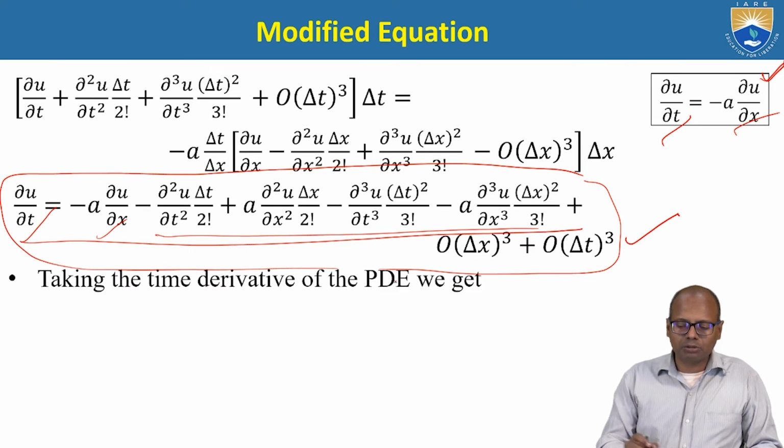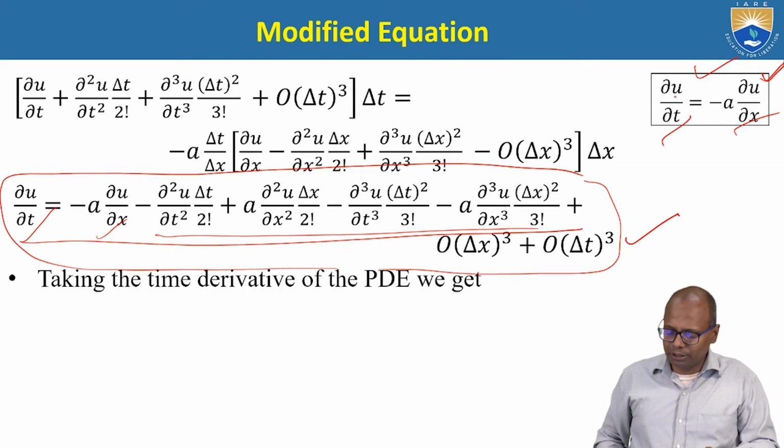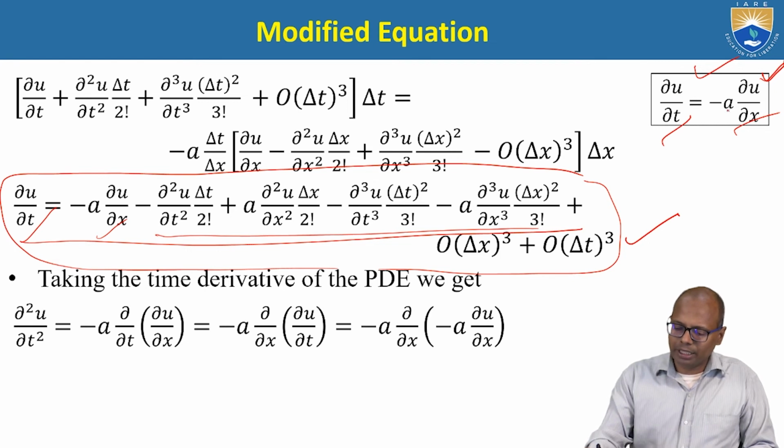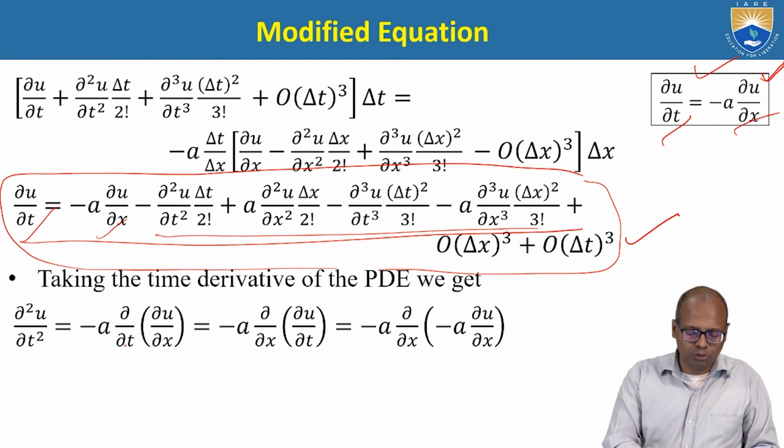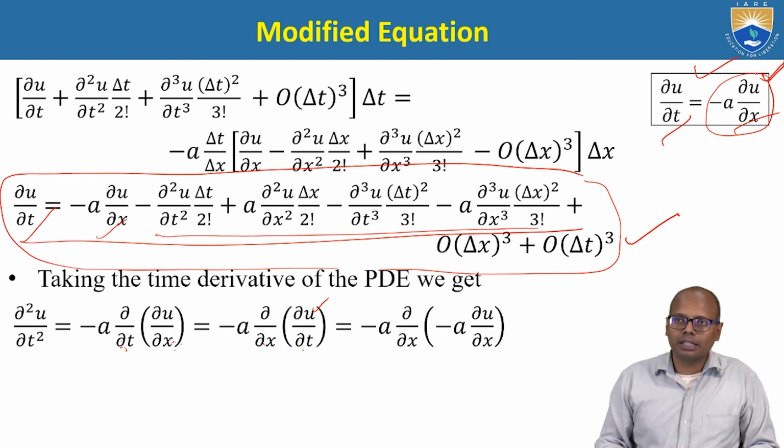Now, taking the time derivative of the partial differential equation. This is the partial differential equation that we have. If I differentiate this with respect to time, what will happen? I will get ∂²u/∂t² and minus a ∂u/∂x, and ∂/∂t of ∂u/∂x. Now these two can be interchanged because this is a differentiation. So I am interchanging this, and ∂/∂x of ∂u/∂t will be there. Now ∂u/∂t is already known here. So ∂u/∂t is minus a into ∂u/∂x.